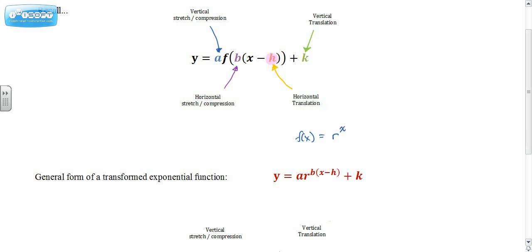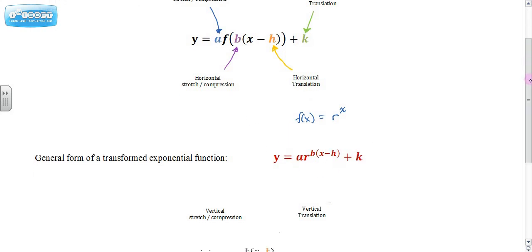Then my h value is inside my function but added to or subtracted from the x value inside the function. So here is my h value next to my x in the exponent. My value of k is outside of my function, so I'm going to add k outside of the exponent, right? Because the exponent is only the x value. So any transformation that I apply to the x is in the exponent. Anything that's not, like the k and the a, is outside of the function.